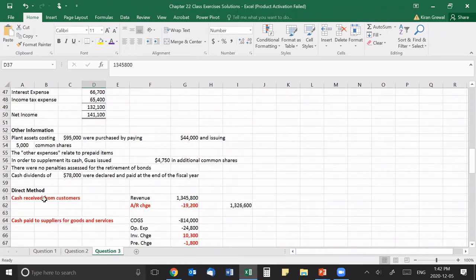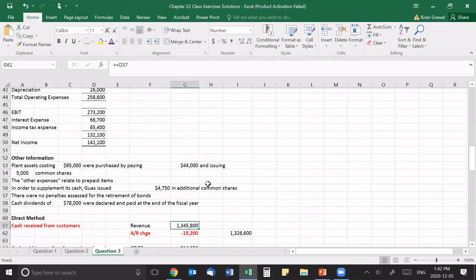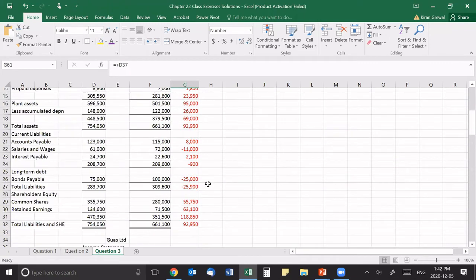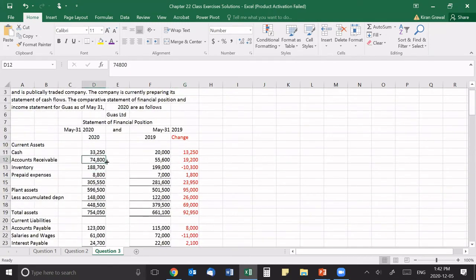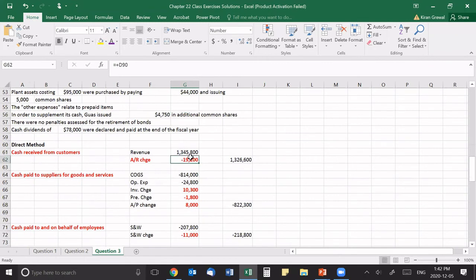Okay. So cash received from customers, it's your revenue amount. And then from that, what you're going to do is look at what change happened in AR. So accounts receivable went from 55,600 to 74,800. So it increased by 19,200. An increase to accounts receivable means that the company did not get cash, so we have to subtract that from our revenue amount. So the 19,200 is subtracted, and we have our net amount there.